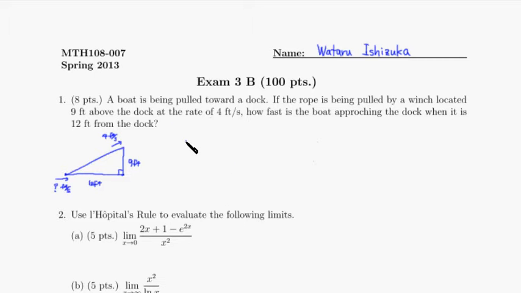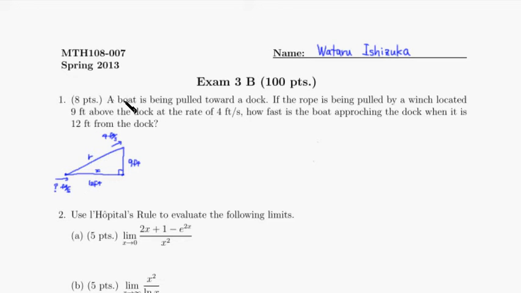All right. So we're going to give variables for changing quantities. For example, the distance between the dock and the boat, I'm going to call that x right there, right? And the length of the rope, so it's the distance between the boat and the winch, I'm going to call that r.